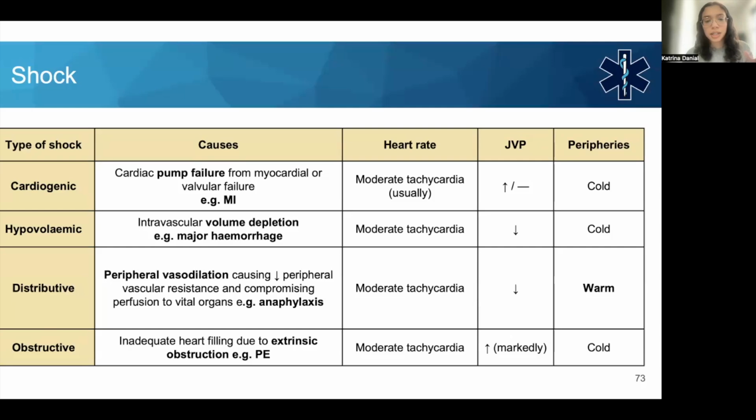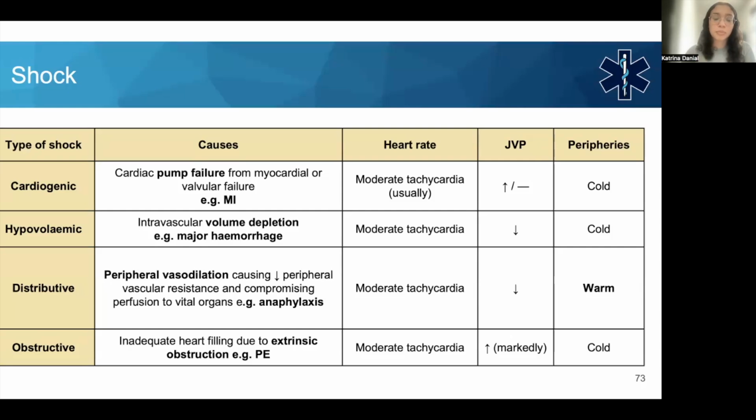Another way that we can distinguish the types of shock is to have a feel of the patient's peripheries and see if they're cold or warm. In cardiogenic shock, they're going to be cold because the cardiac output is not going to be too good. So, cold peripheries in cardiogenic shock. Hypovolemic shock is because you don't have enough fluid or enough volume in your circulation. If you've had a major hemorrhage and you're losing blood very quickly, that's a type of hypovolemic shock.